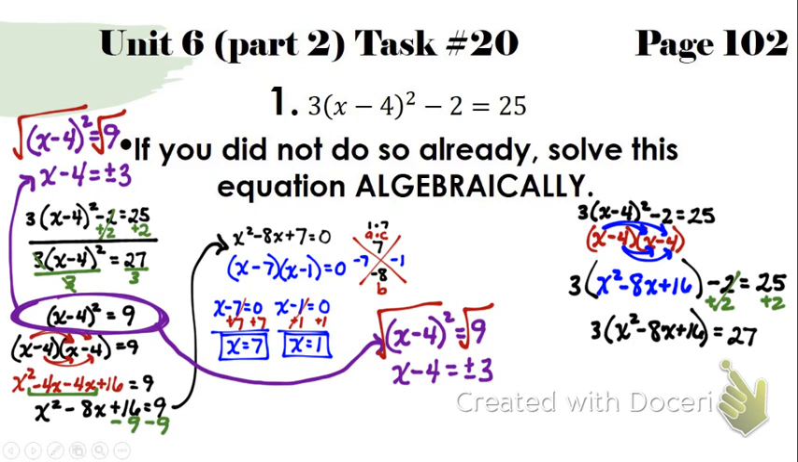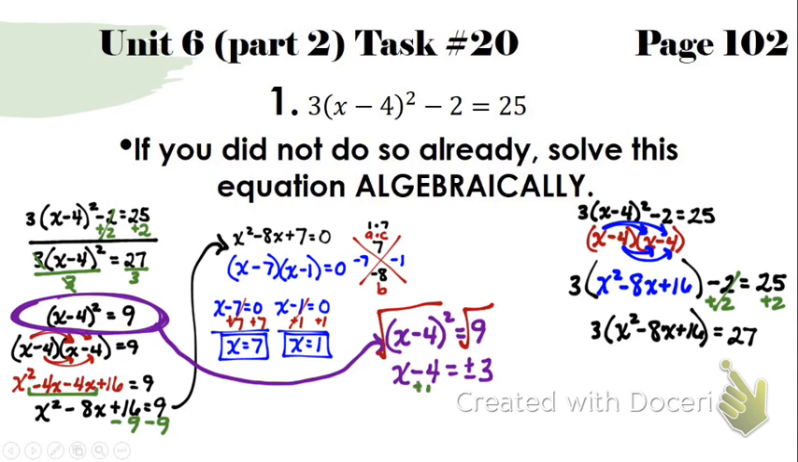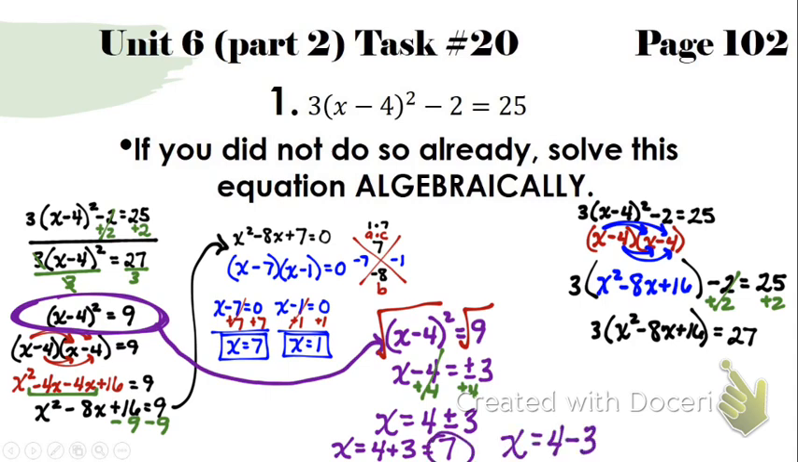What would I do to get the x all by itself here? Plus 4 on both sides. So I have x equals 4 plus or minus 3, which is going to give me how many answers? 2. One where I plus them together, and one where I minus them. So I would have x equals 4 plus 3, which is 7. x equals 4 minus 3, which is 1. Same 2 answers, right? Did anybody use technology for this?